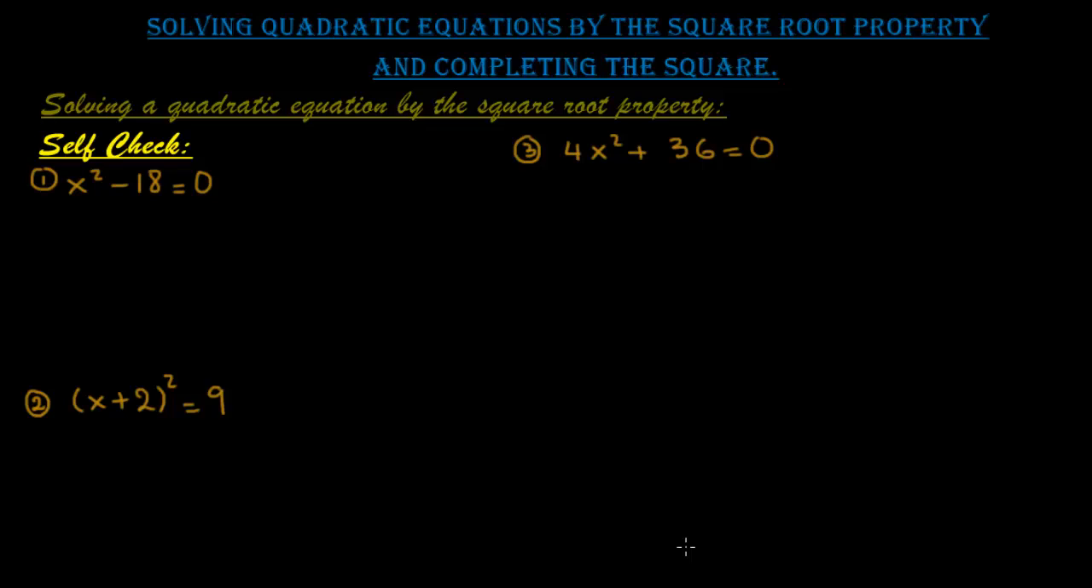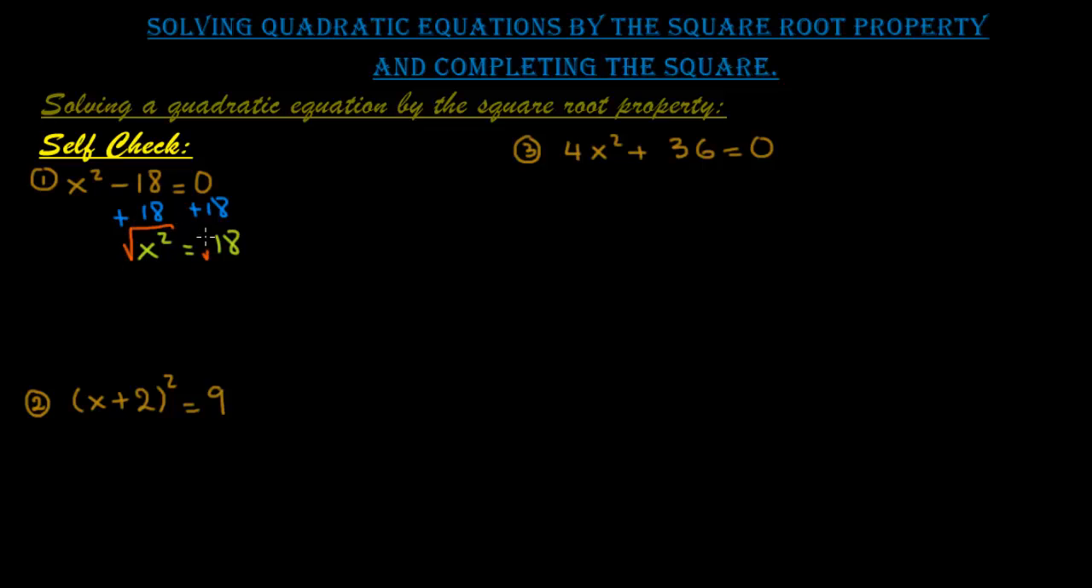So I believe you have your answer already. Let's go over each of them. The same idea like we did before, we need to isolate the x in problem 1. So I'm going to add 18 on both sides. We will have x squared equal to positive 18. Then we do the square root on both sides.